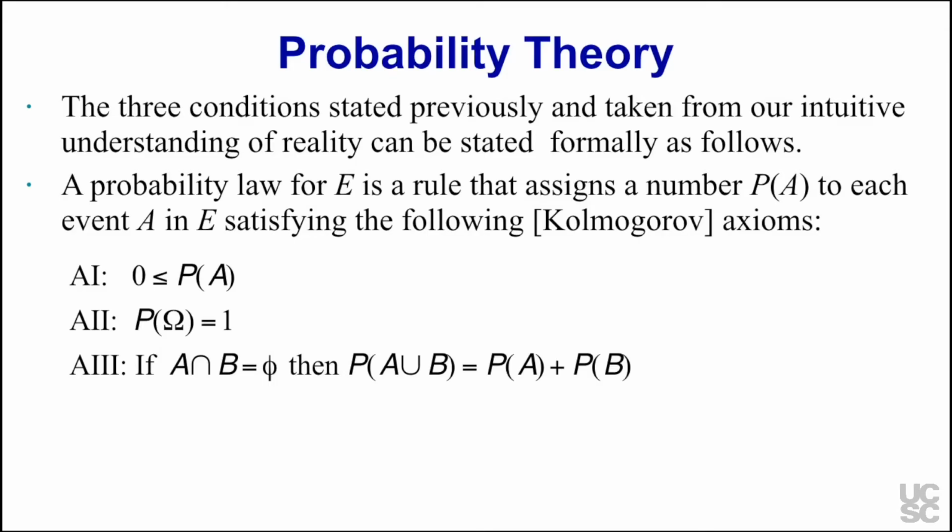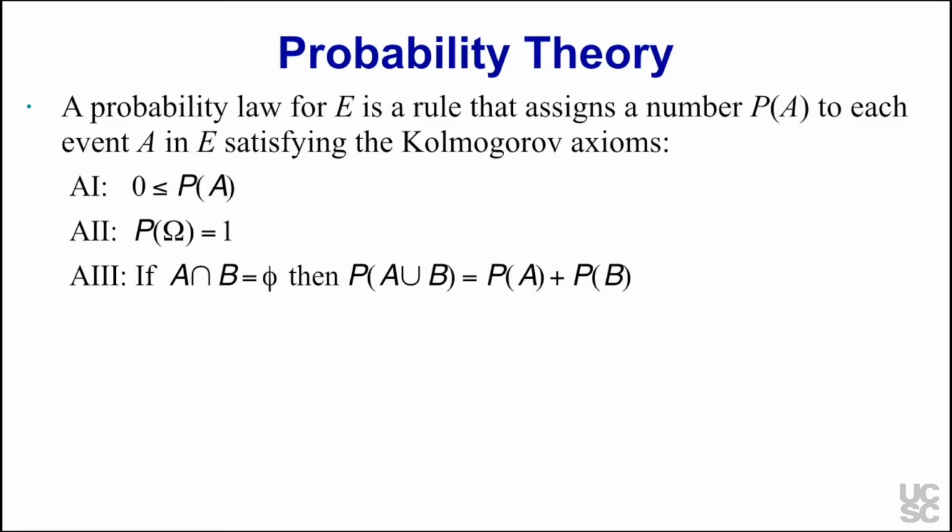The probability of the sample space itself is 1, and if 2 events negate each other, so the intersection of the 2 events is empty, or put it in another way, if no outcome that forms part of A can be part of another event B, then it is true that the probability with which either A or B takes place equals the probability of A plus the probability of B. We now can see why these three axioms are exactly the same as our three intuitive notions of likelihood.